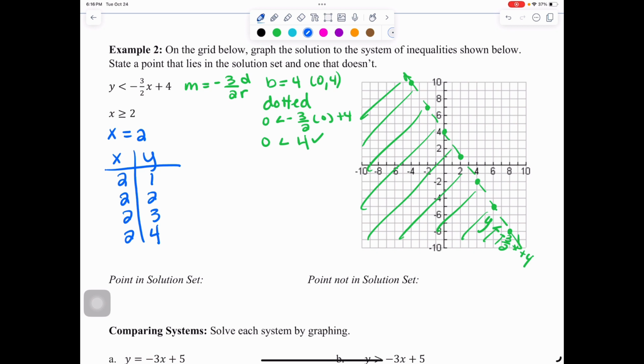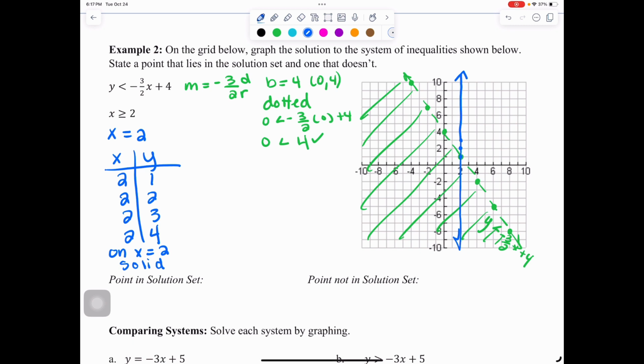So I'm going to plot these points, 2, 1, 2, 2, 2, 3, and you can see it's creating a vertical line at x equals 2. So this is going to be on x equals 2. It's going to cross it, so it's going to be vertical, and I'm going to make it solid because it's greater than or equal to. So this is where x is equal to 2.